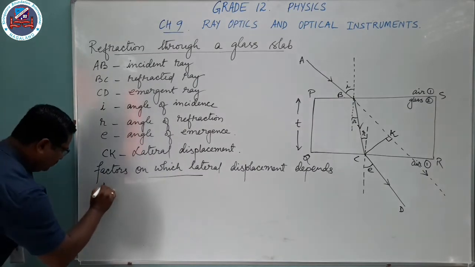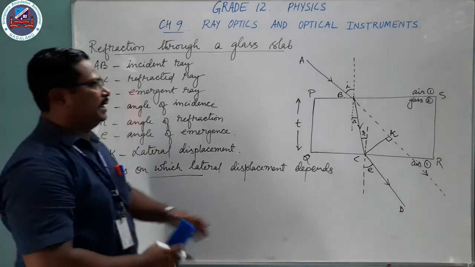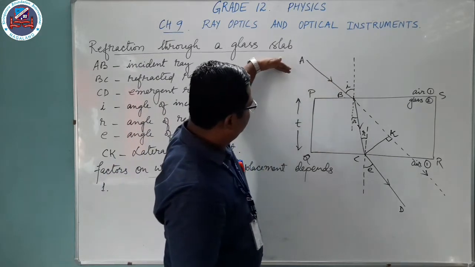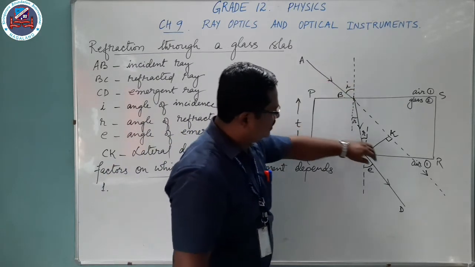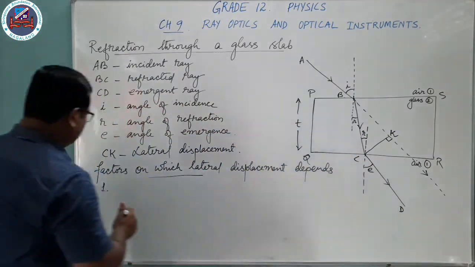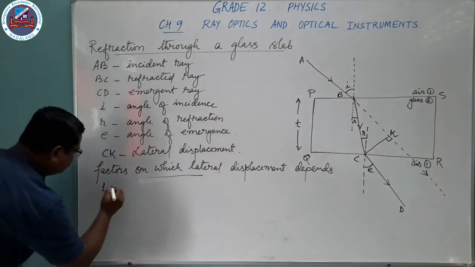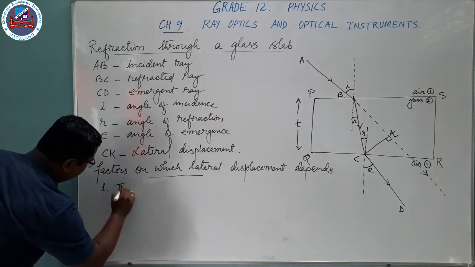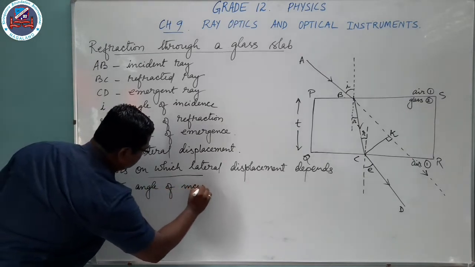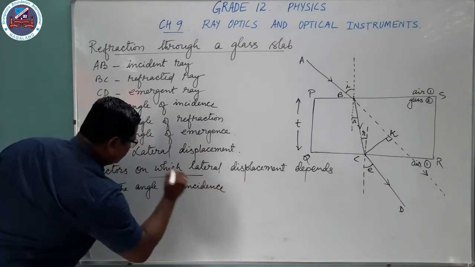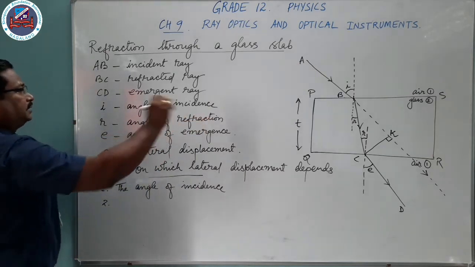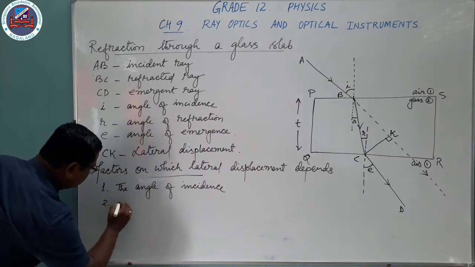These are the factors. Number one, it depends upon the angle of incidence. If the angle of incidence is more, suppose if light ray comes this way, then this lateral displacement also will be more. It depends upon the angle of incidence. It also depends upon the refractive index of the glass slab.